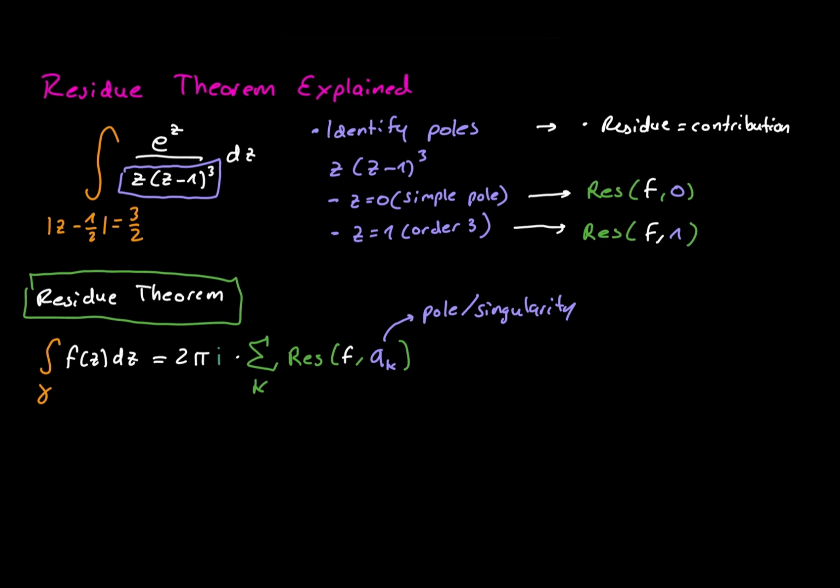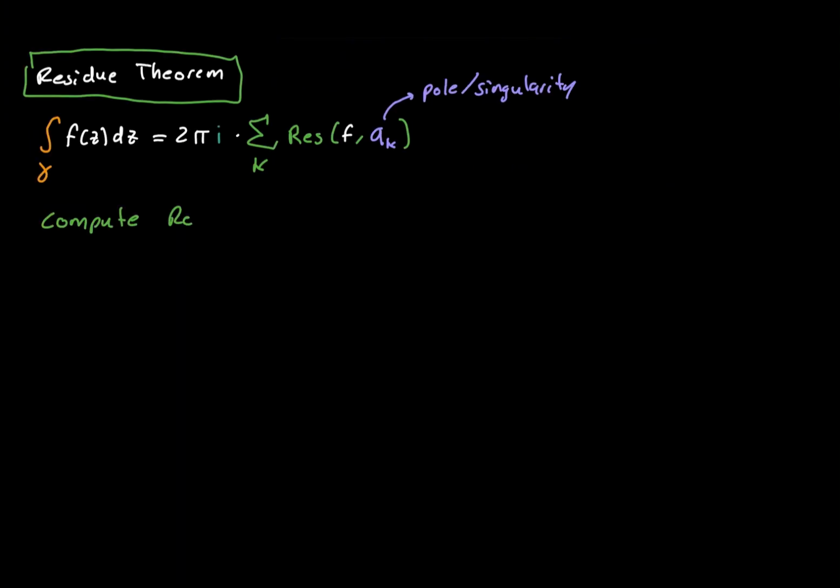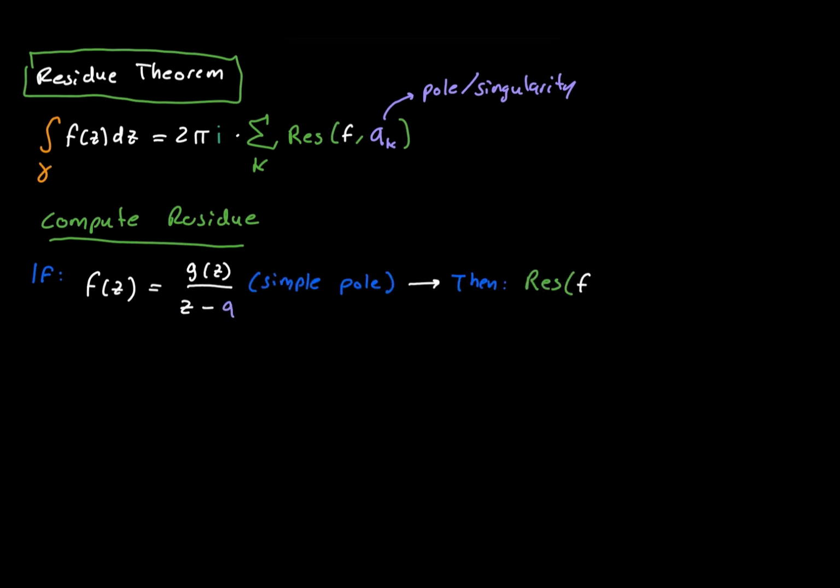So now the question is, how do we compute these residues? There are two important formulas. First, for a simple pole. If the function looks like something divided by z minus a, then the residue is just the remaining part evaluated at a. So we remove the bad factor and plug in the point.